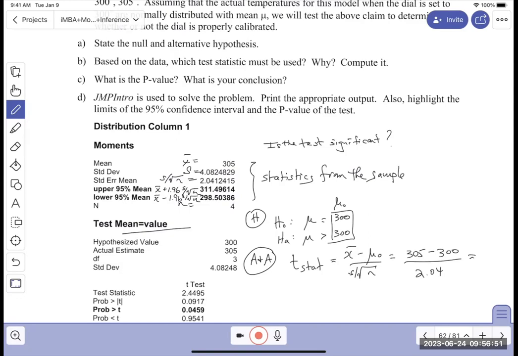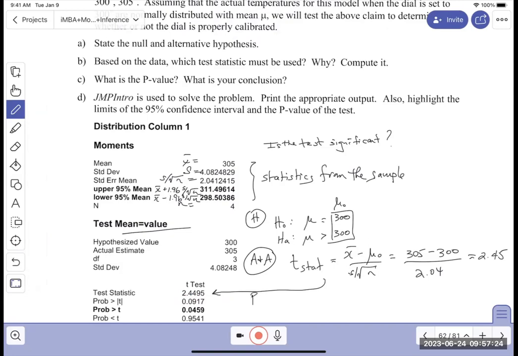And when you do that, you get how many standard errors away? 2.45. Exactly. So the number is right here. That's your T-stat. It's right there. Hope I'm making this simple and not making you think there's something new here. So this is 2.45.